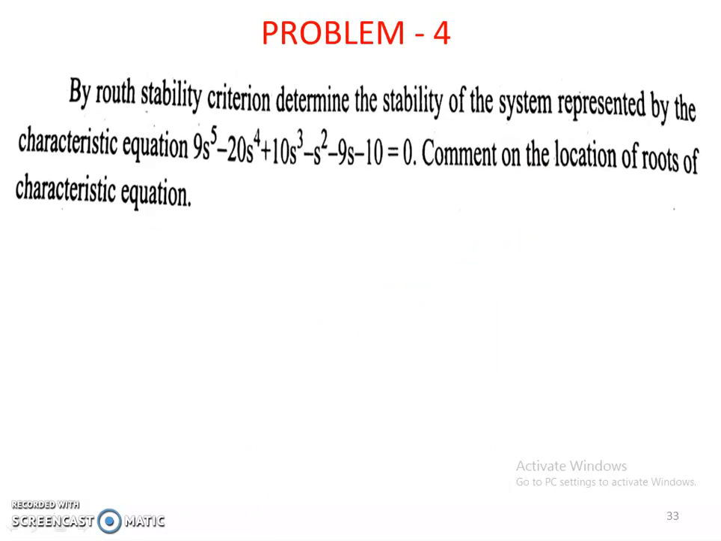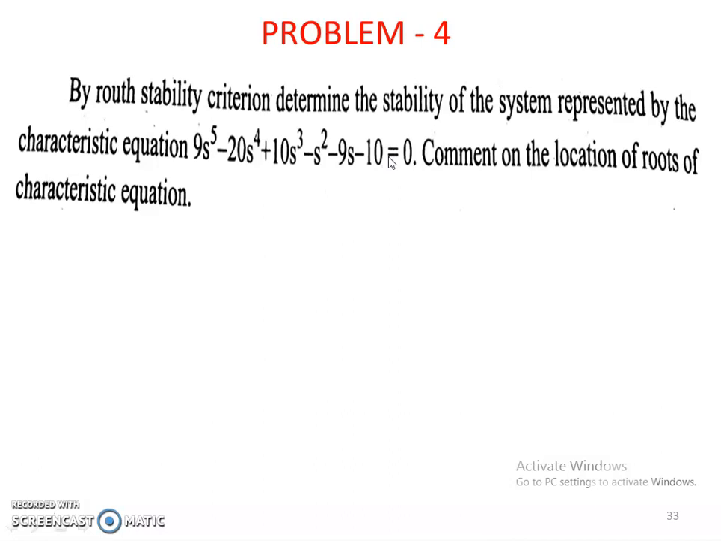So now we are going to the next problem. By Routh stability criterion, determine the stability of the system represented by the characteristic equation 9s to the power 5 minus 20s to the power 4 plus 10s cube minus s square minus 9s minus 10 is equal to 0. Comment on the location of the roots of the characteristic equation.